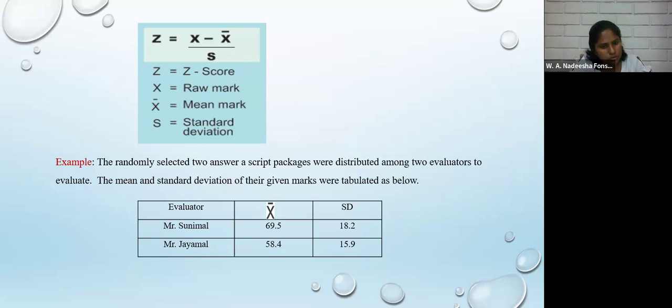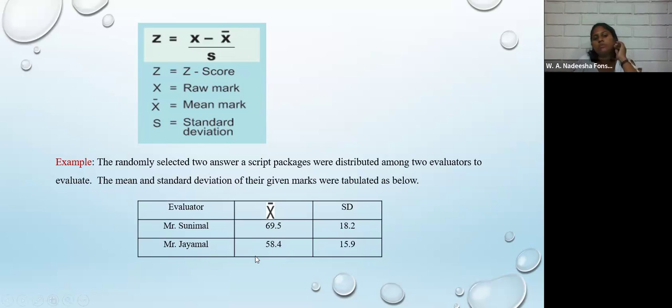By getting Sunimal's paper values, there are 10 marks. By taking the mean value of the 10 marks, it means add up all the values of the 10 students and divide by 10, the value will be 69.5. And then by calculating the standard deviation, we can get the answer 18.2. To find the standard deviation, we want that table. Using that table, you can find the standard deviation. So those values are here.